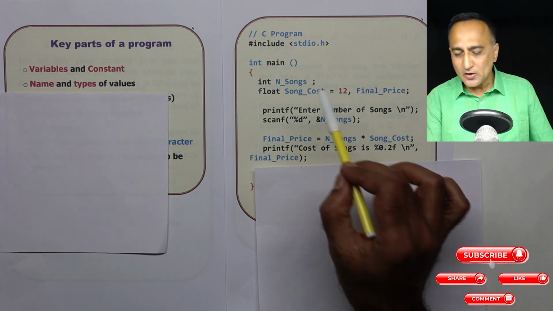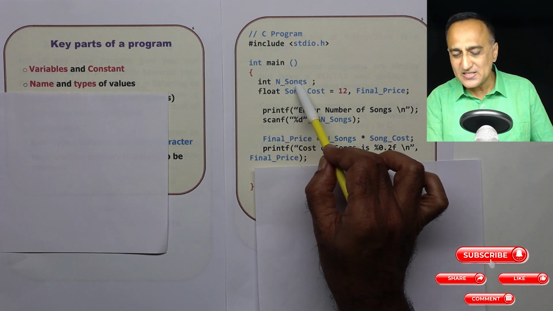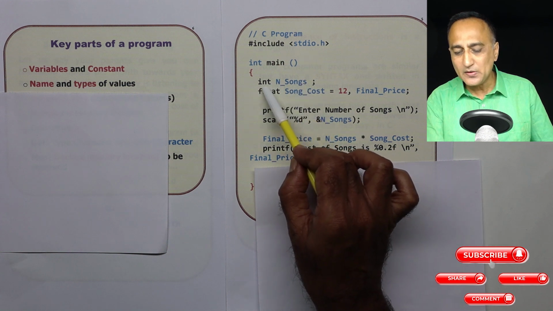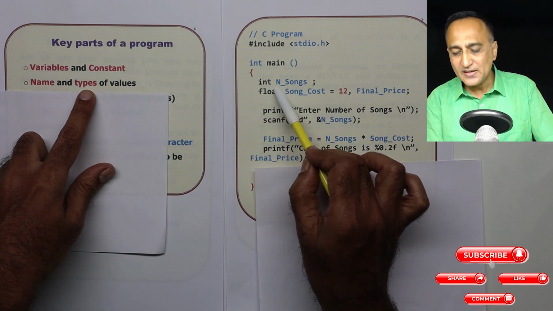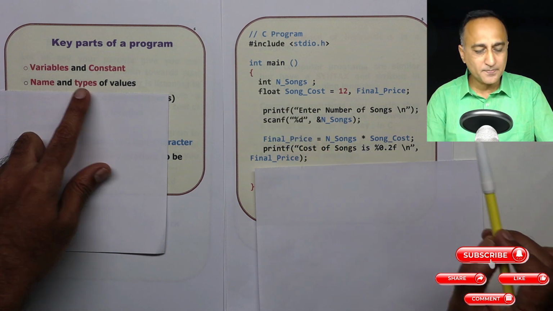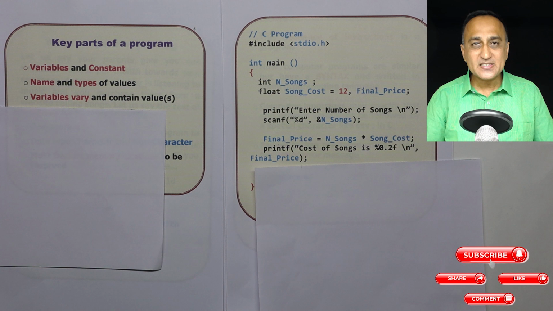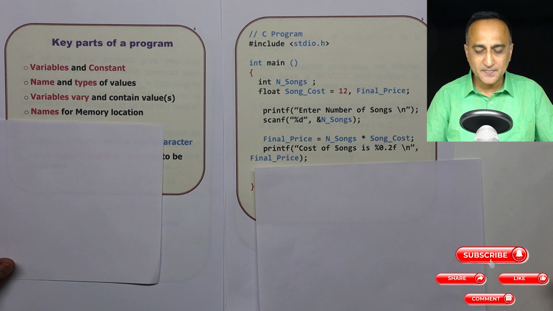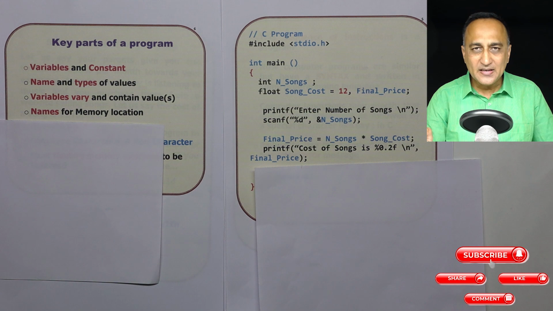Now if you see, all of these variables are given certain names. For example, the number of songs is given n underscore songs, and I'm indicating what is the type of it. The data type indicates that this is an integer type of data. That means it's a whole number. Variables, the name itself indicates they are going to vary and change and contain different values at different points of time. Variables and names of constants are simply the names we give to memory locations.